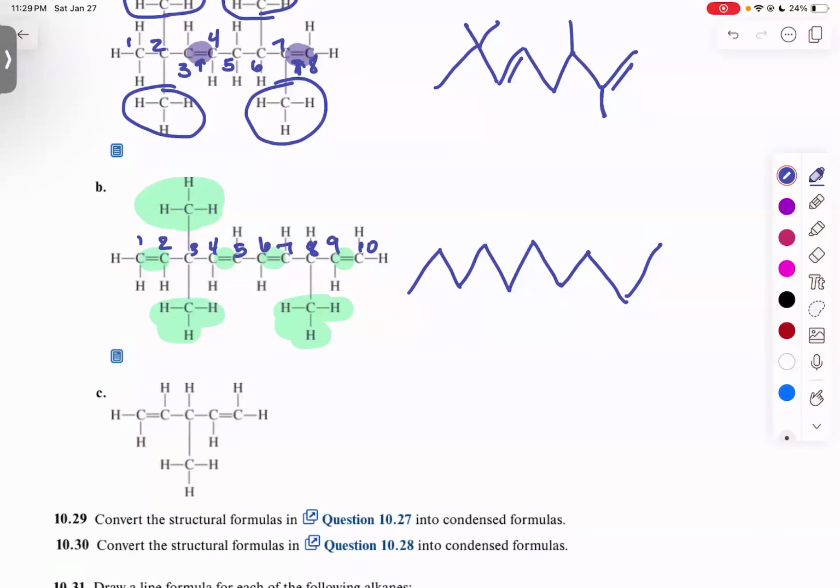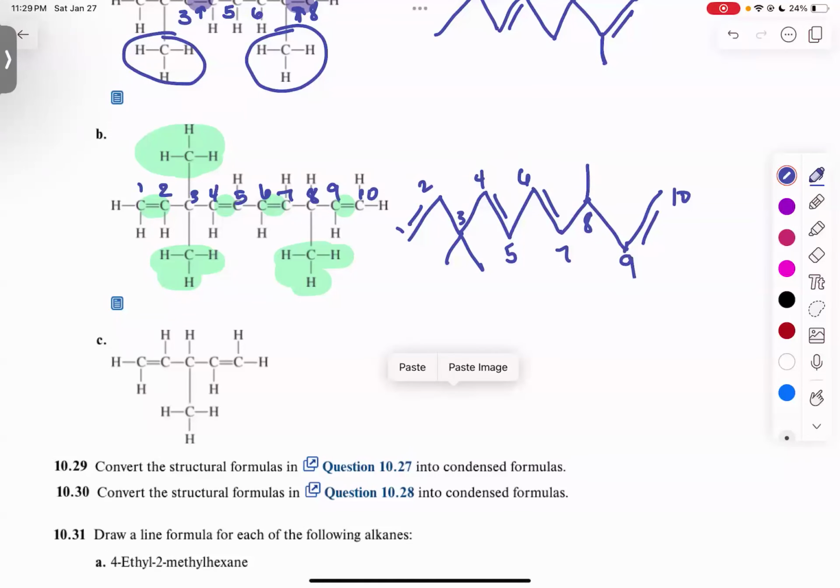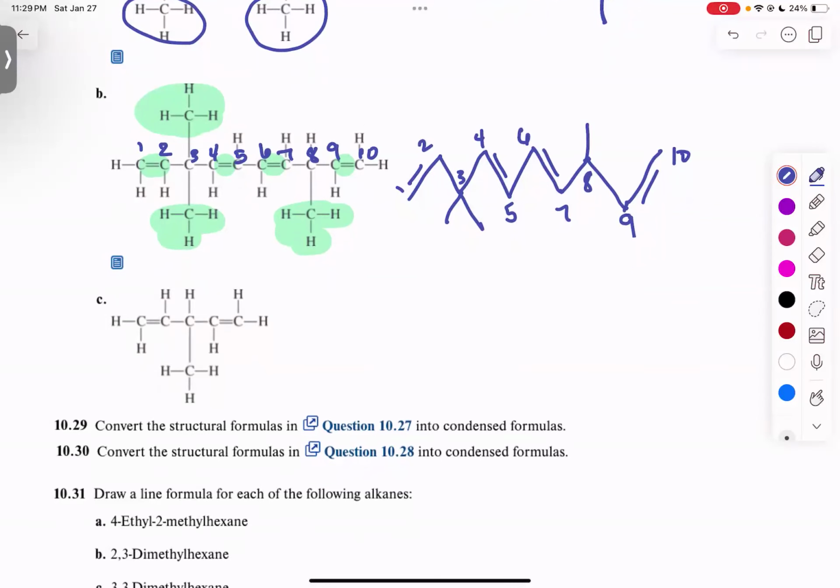Okay, so we said between 1 and 2, we have a double bond. Then on 3, we have 2 methyl groups. Between 4 and 5, we have a double bond. Then between 6 and 7, we have a double bond. Then on 8, we have a methyl. Then between 9 and 10, we have a double bond. So just read across, and you're going to typically get it pretty well.